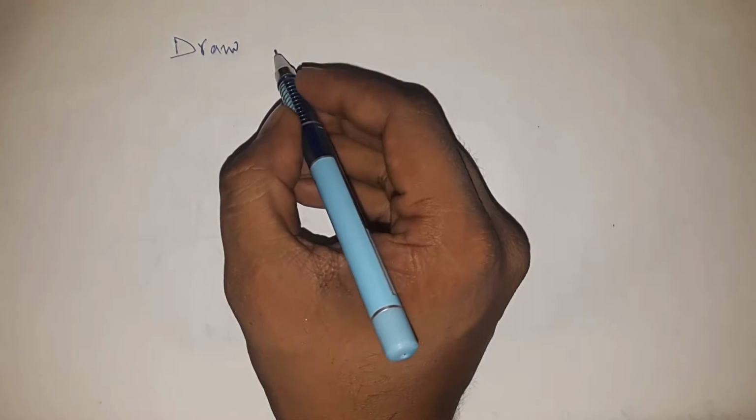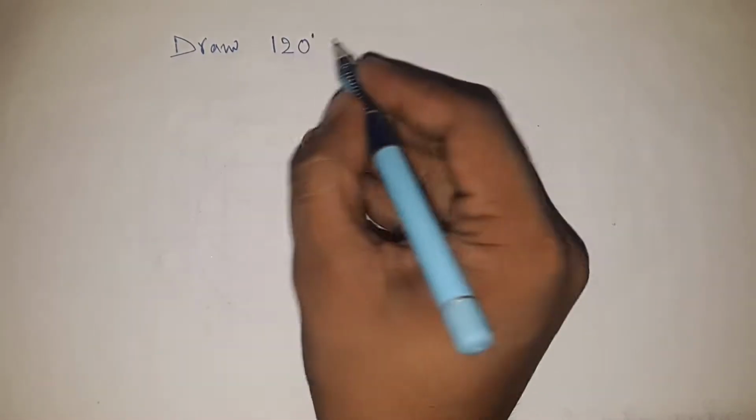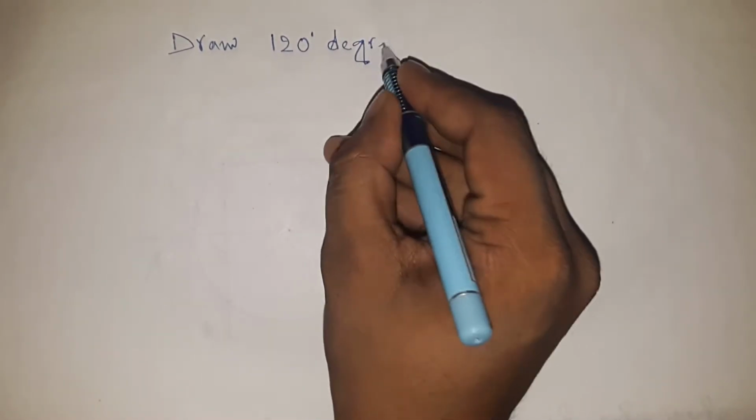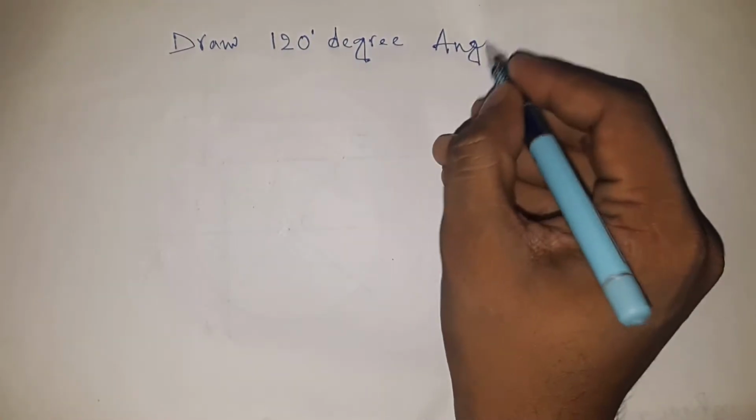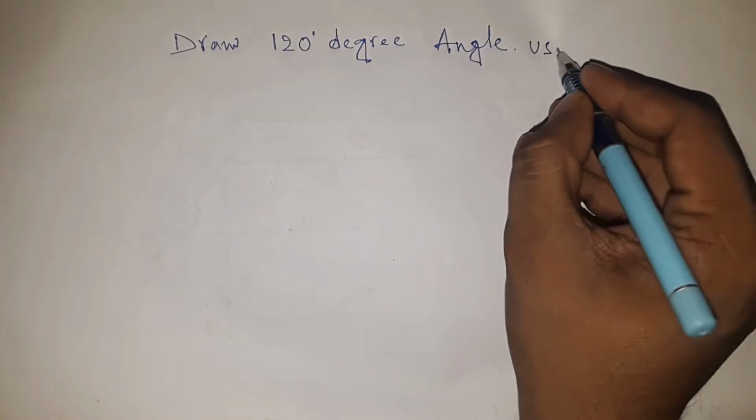Today, drawing a 120-degree angle by using a compass. So today we learn how to construct a 120-degree angle by using a compass.